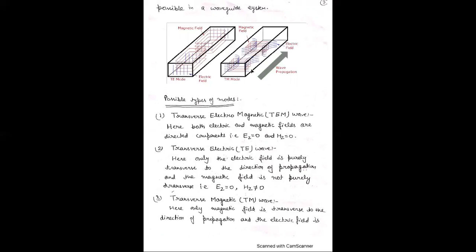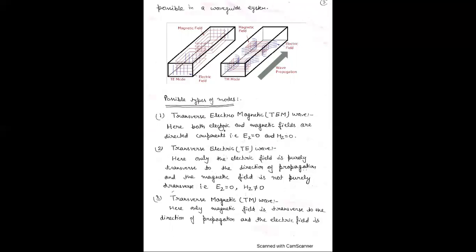And the TM mode. Here, red represents the magnetic field and blue represents the electric field. Here the magnetic field is transverse, this is the wave propagation, and this is perpendicular to the wave propagation, meaning it is transverse to the direction of propagation. These are the four possible types of modes: TEM, TE mode, TM mode, and the hybrid wave, meaning HE mode. Now the types of waveguides.